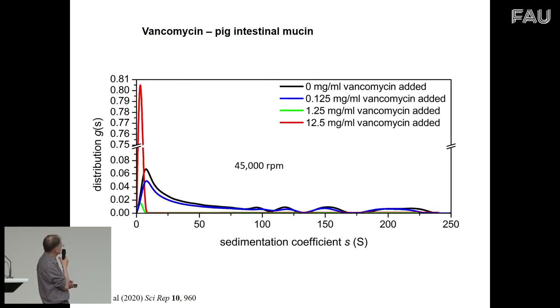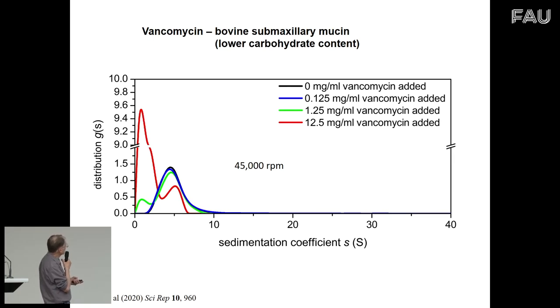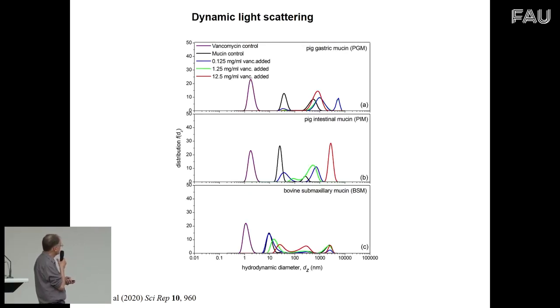The same effect with pig intestinal mucin. Again, a clear out. And with bovine submaxillary mucin, not quite as much of a clear out. There's still some mucin still showing at 45,000, but submaxillary mucins have a lower carbohydrate content, 50% instead of 80%, so that might explain that. Again, verified by DLS. You all heard about orthogonal techniques. So there's the complex there with pig intestinal mucin.